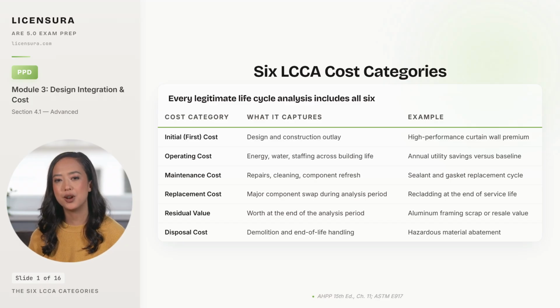Residual value is what the asset is still worth at the end of the analysis period, and it usually flatters durable assemblies. Disposal cost is the end-of-life expense, including hazardous material handling, that owners frequently forget until the wrecking ball is on site. Drop any one of these, and the LCCA reads more like a sales pitch than an analysis. Apply those six categories to a real HVAC decision and watch which system actually wins.